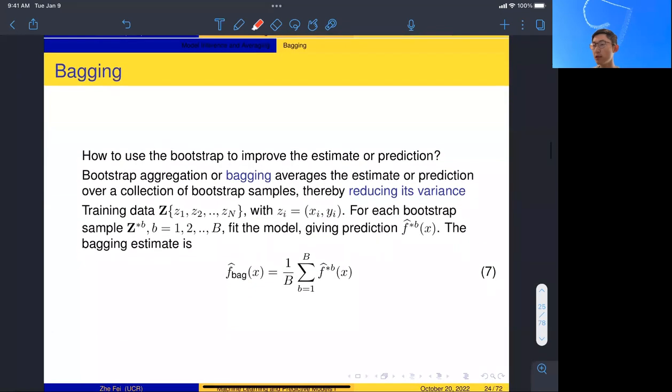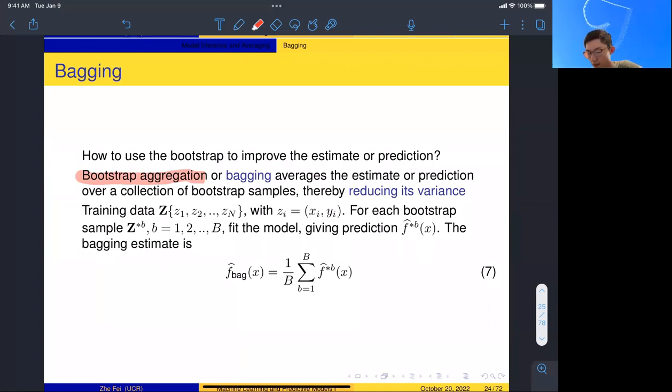So a very closely related idea is so-called bagging. Previously, we used the bootstrap to estimate the variance or some quantities of interest, right? But could we use the bootstrap idea to improve the estimate or prediction? So here is the bootstrap aggregation idea, or bagging for short.